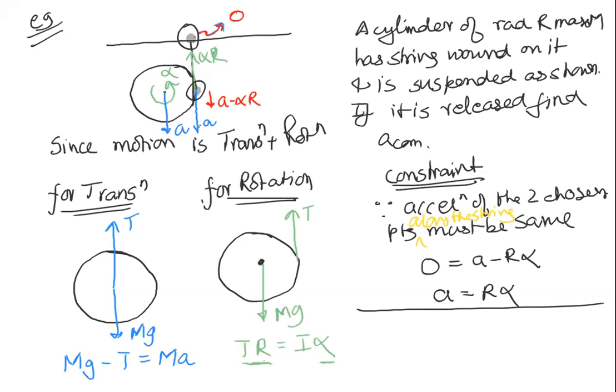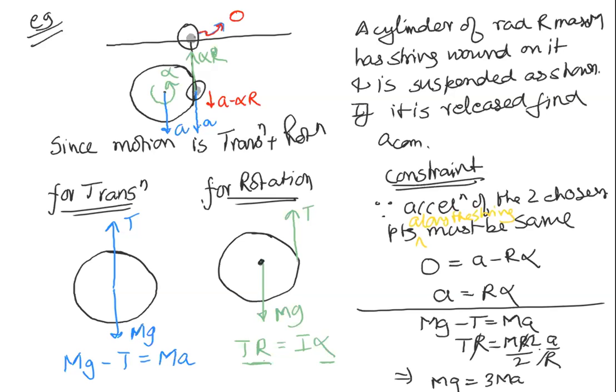So let me write the equations. mg minus T is equal to ma. TR is equal to mR squared by 2 into alpha, which is a by R. This cancels, this cancels. So this gives us mg is equal to 3ma by 2, and this tells us that a will be equal to 2g.